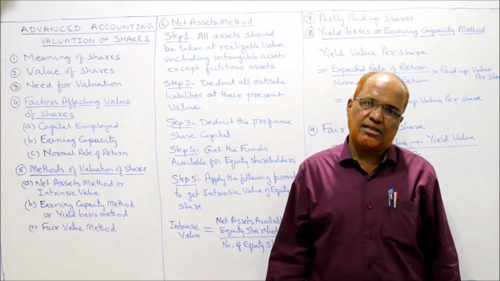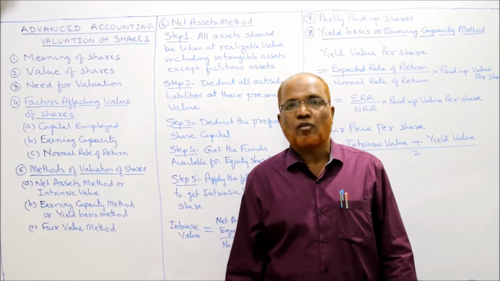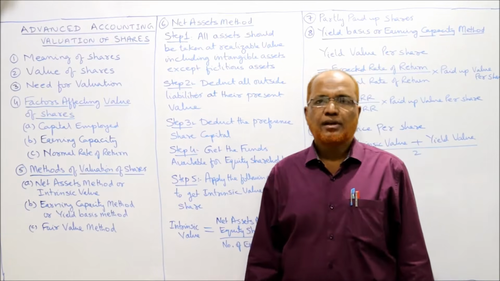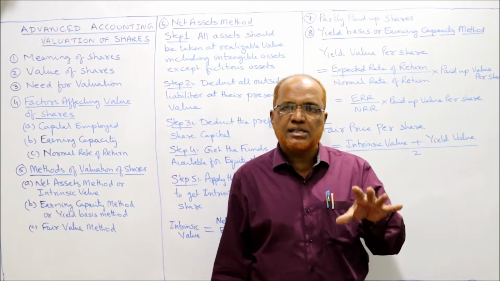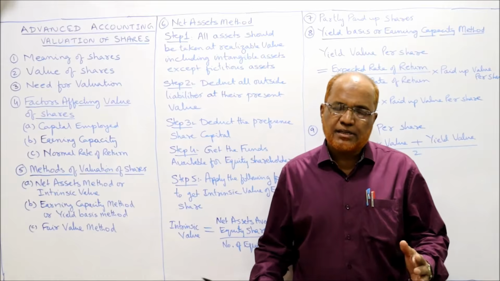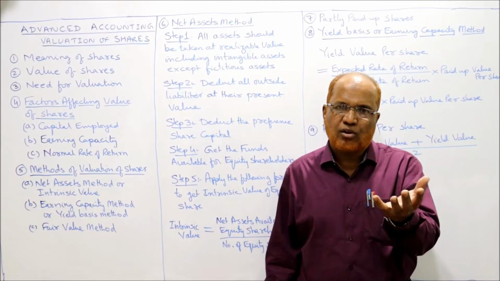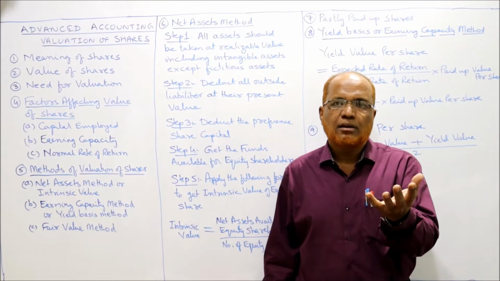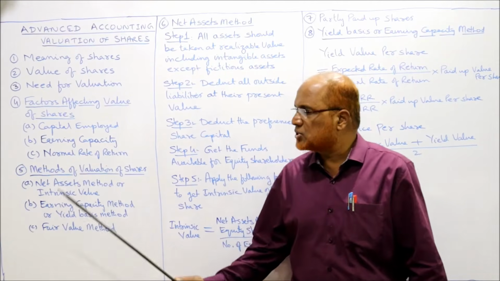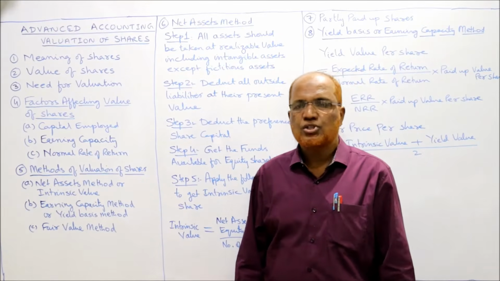Secondly, we need the earning capacity. In order to calculate the value of a share, we need the earning capacity of the business, the profitability of the business. The last one is the normal rate of return, the rate of return which all other companies in that industry are earning. There are many companies, and a group of companies makes the industry. So when we want to find out the value of a share of a particular company, we need to know the rate of return all other similar companies in that industry are earning. That is called the normal rate of return. When we have these three, we can easily calculate the value of a share.